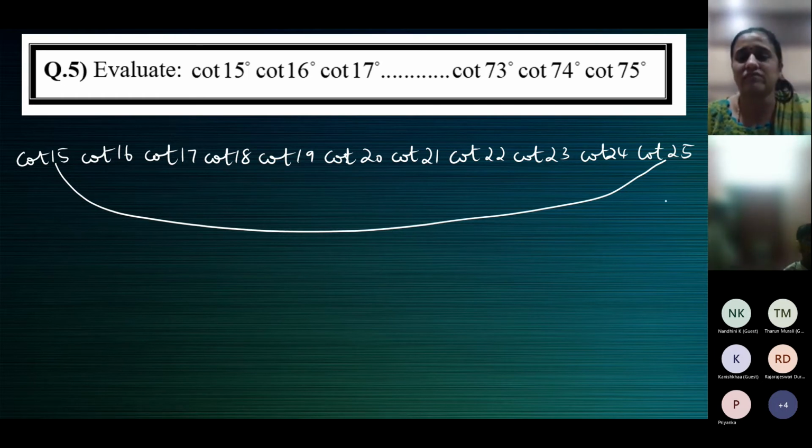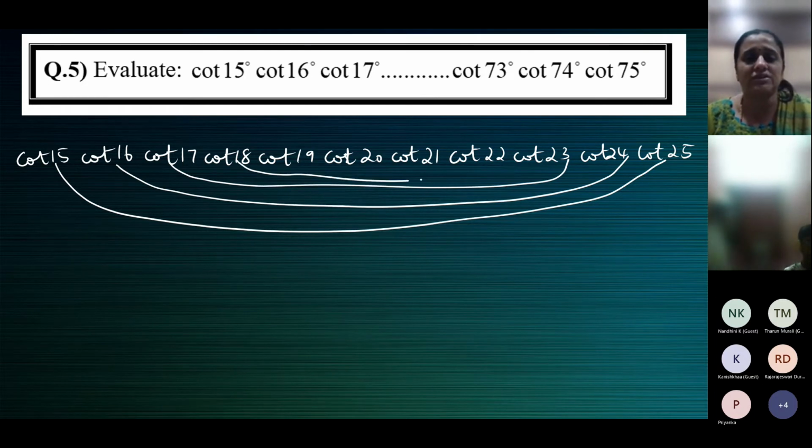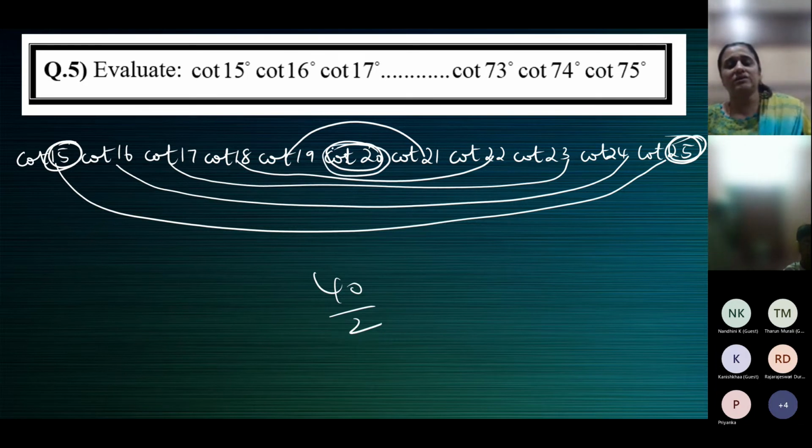So see here, 15 to 25, I've paired 15 and 25. Then I paired 16 and 24. Then I paired 17 and 23. Then I paired 18 and 22. Then I paired 19 and 21. And this cot 20 is left in the middle. So who's that left in the middle? Just do this: 15 plus 25, the first one plus the last one, 15 degrees plus 25 degrees is 40 degrees, by 2. Cot 20 degrees will be in the middle after pairing.